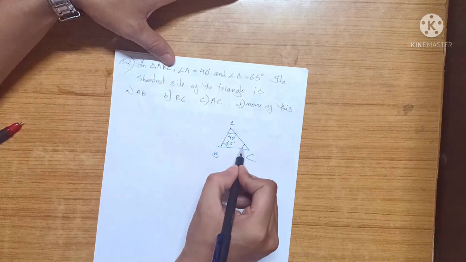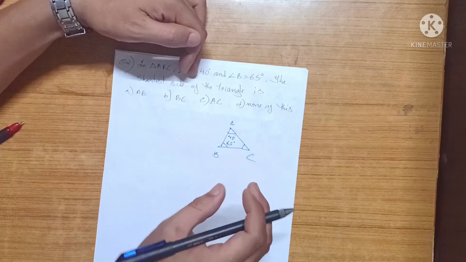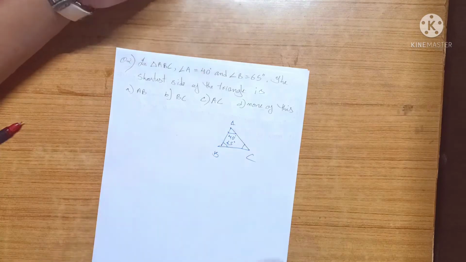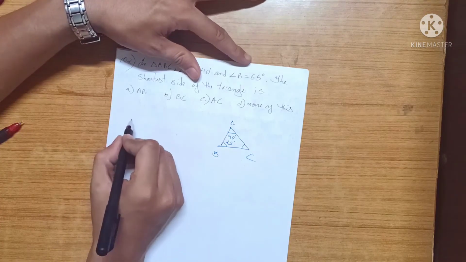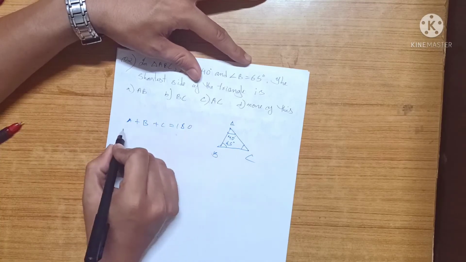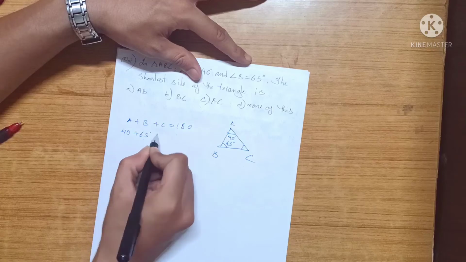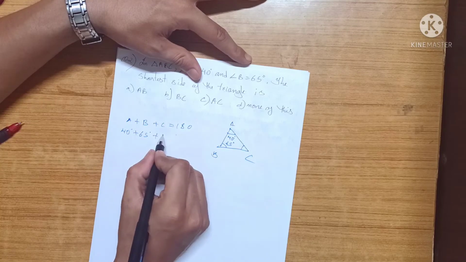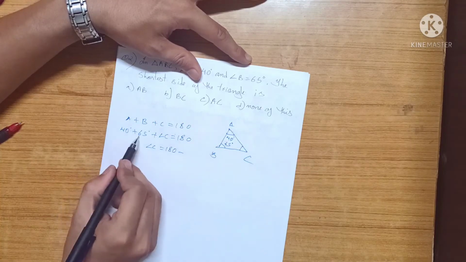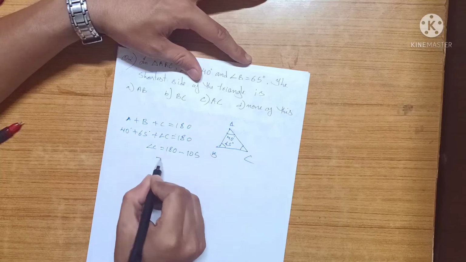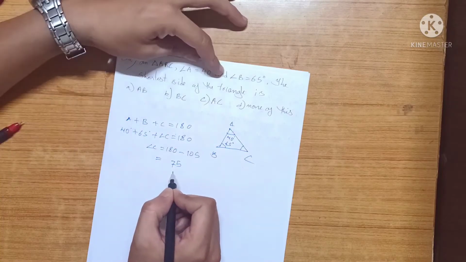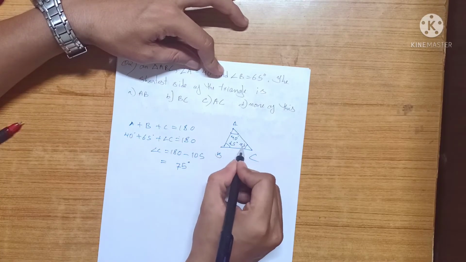So let's first find angle C, because the shortest side will be opposite the smallest angle. The longest side will be opposite the longest angle, right? So angle A plus B plus C equals 180. A is 40, B is 65, C we don't know. So angle C equals 180 minus 105. If you subtract these two, we get 75, right? So this one is 75.